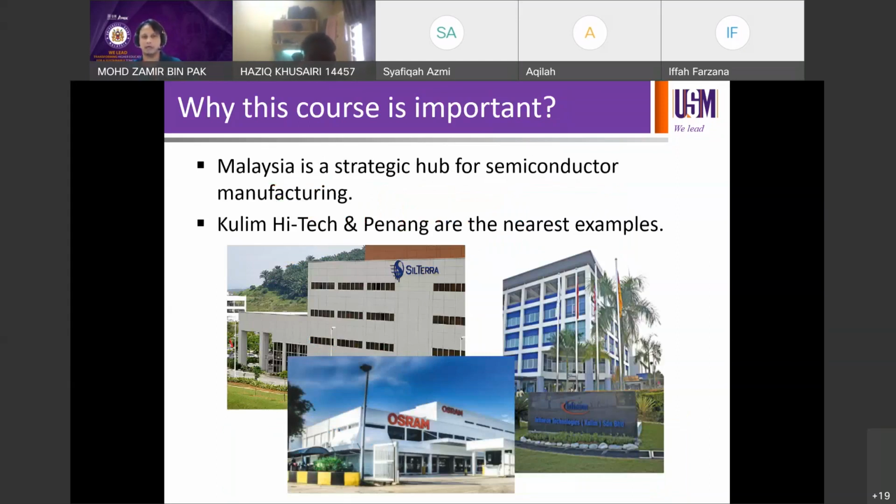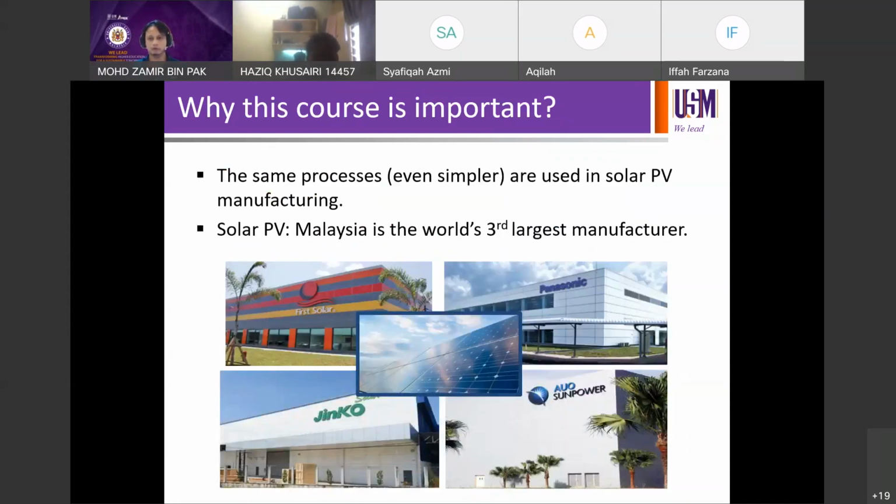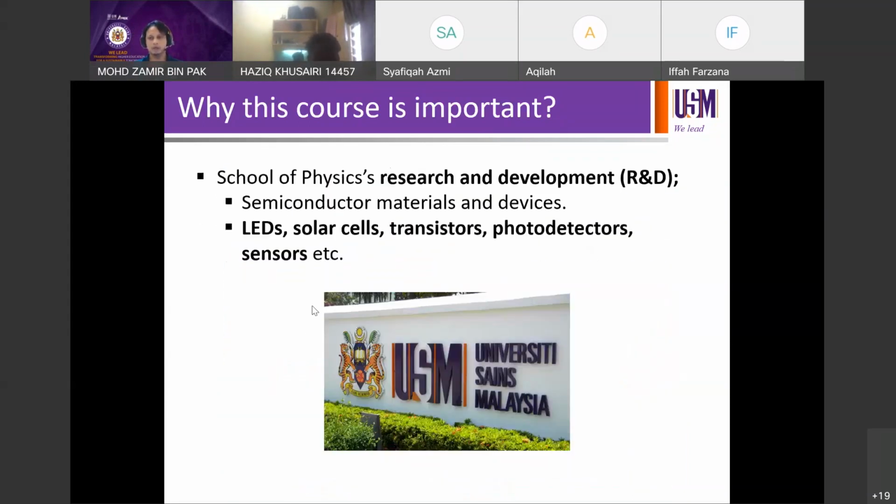So Malaysia is a strategic hub for semiconductor manufacturing. You can see that about 40% of total export is from the EE domain. Kulim and Penang are the nearest examples. We have solar industry, and some other industry as well. If you're not into the job market and you would like to continue your postgrad, for example at MSc or PhD level, then our school is working on a few R&Ds on different semiconductor devices as well. Materials and devices like LEDs, solar cells, transistors, detectors, sensors, and many others.